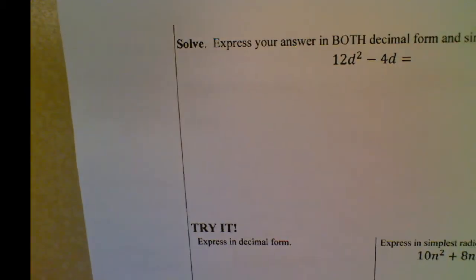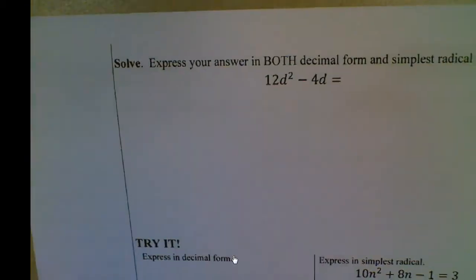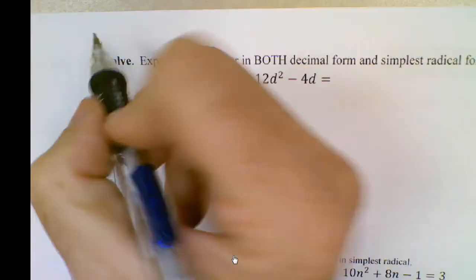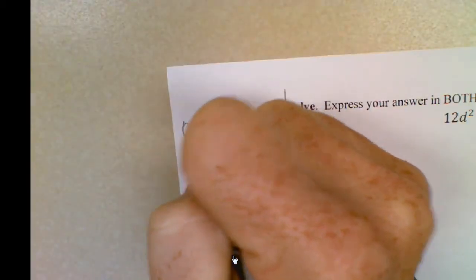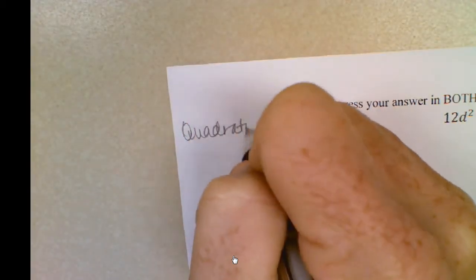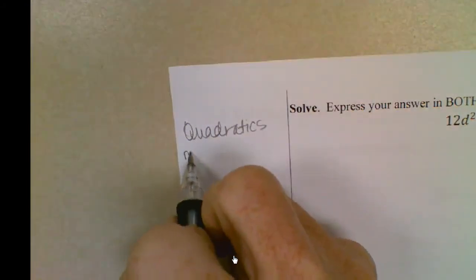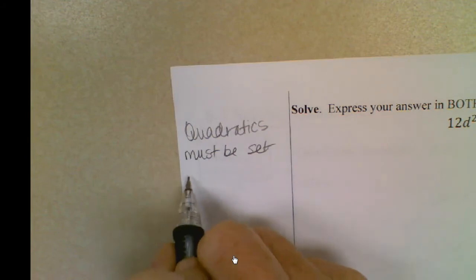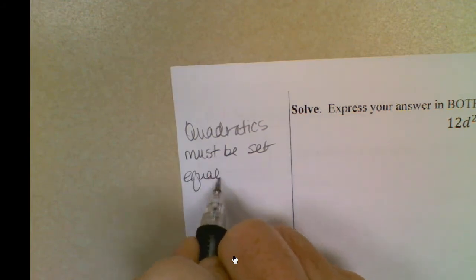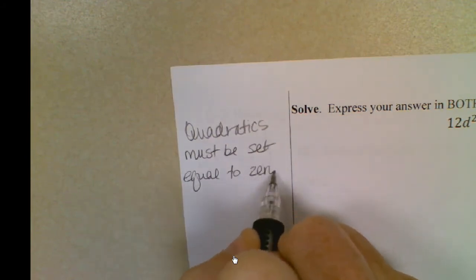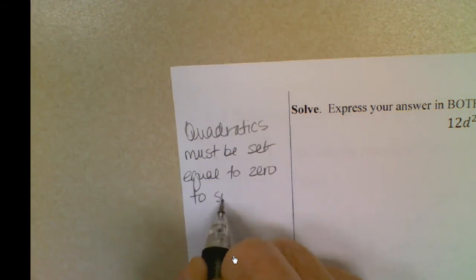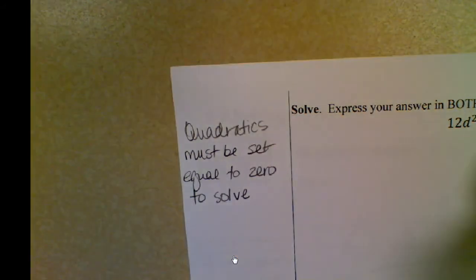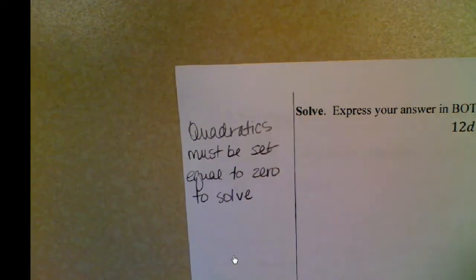Okay, so now once you get your equations, you want to remember too that quadratics always need to be set equal. Quadratics must be set equal to 0 to solve. They always need to be, because those x values actually give us where they're sitting on the x-axis.